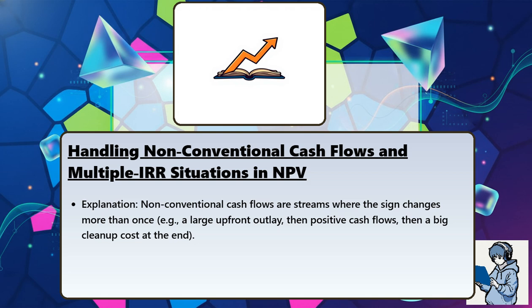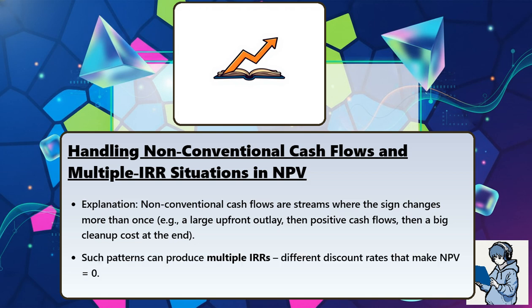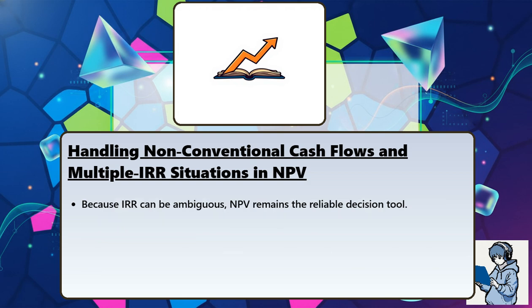Explanation: non-conventional cash flows are streams where the sign changes more than once. For example, a large upfront outlay, then positive cash flows, then a big cleanup cost at the end. Such patterns can produce multiple IRRs, different discount rates that make NPV equal to zero. Because IRR can be ambiguous, NPV remains the reliable decision tool.